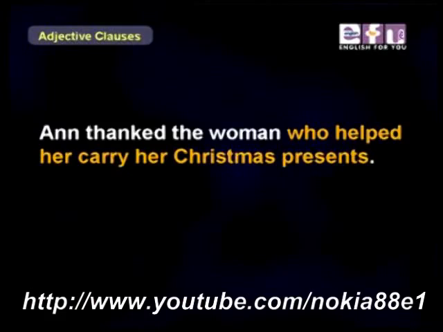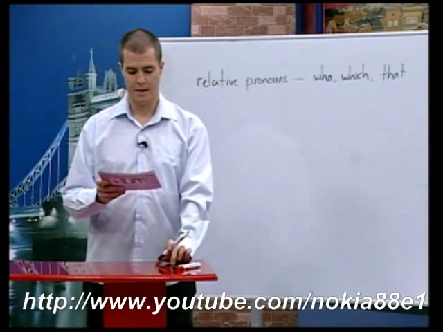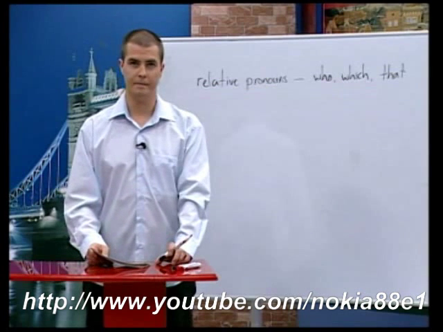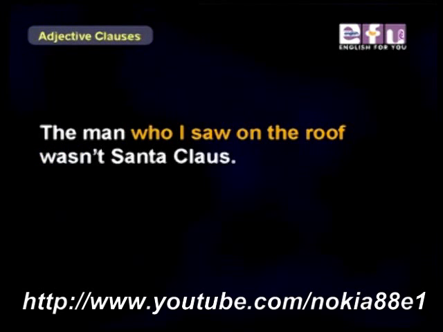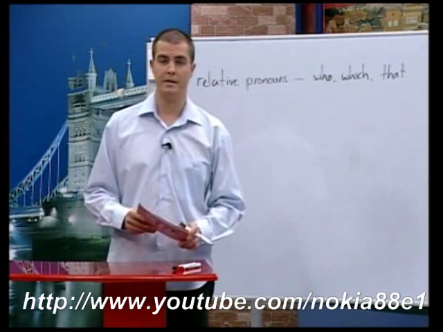In the first sentence, who helped her carry her Christmas presents is the adjective clause, and it's introduced by the relative pronoun who. It modifies the noun woman. The woman is who. In the second sentence, which is on top of the tree is the adjective clause, and it's introduced by the relative pronoun which, and it modifies the noun ornament. Ornament is the which. In the third sentence, who I saw on the roof is the adjective clause. It's introduced by the relative pronoun who, and it modifies the noun man.